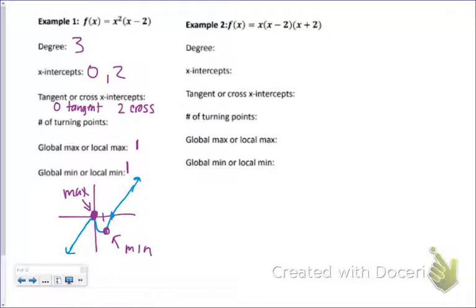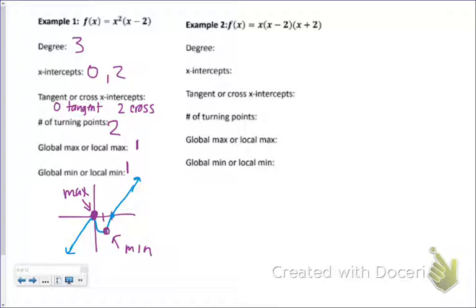So without a calculator, we can't find what that value is, but we can at least get a rough sketch to see kind of where they occur. And this graph has 2 turning points. Remember, it can't have more than 1 less than the degree for turning points. So this graph couldn't have 6 turning points. It could have less than 2, but it cannot have more than 2.